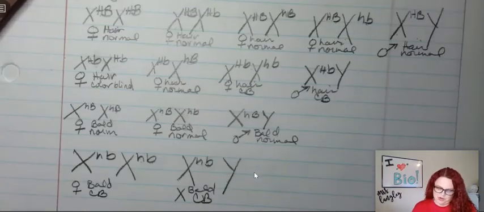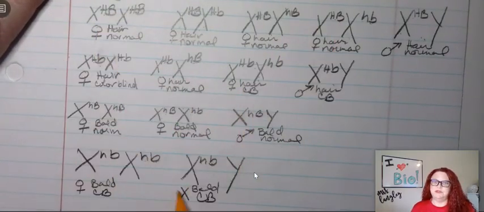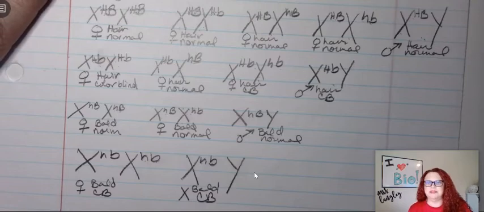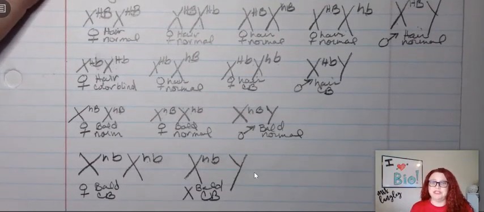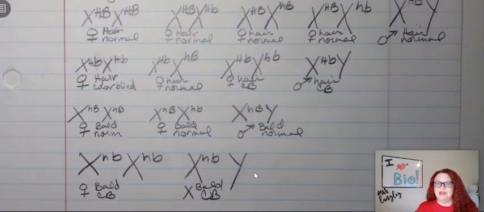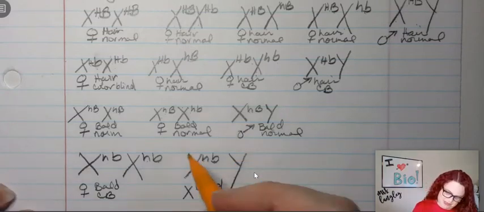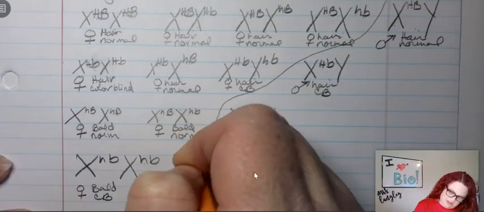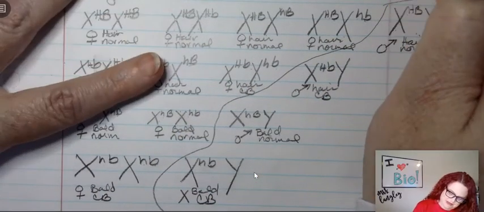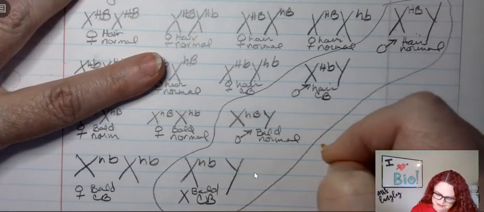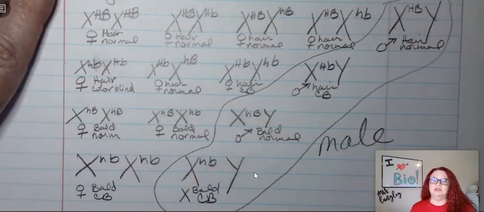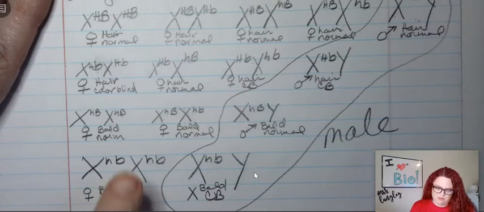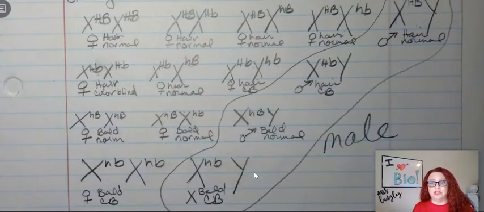So lots of ways to produce females, and then a few ways to produce males. These are all the different options that anyone in my pedigree could have. If they're male, I know they have to be one of these. All of my males have one of these genotypes, and the females have one of these. I just have to figure out which.